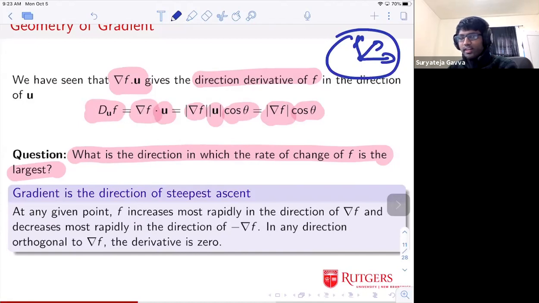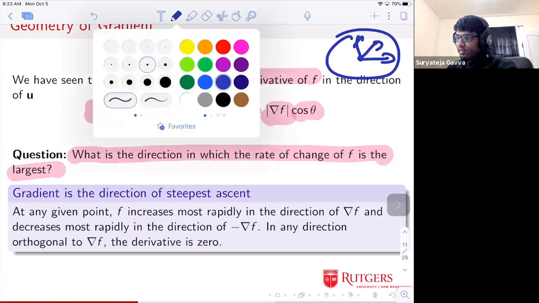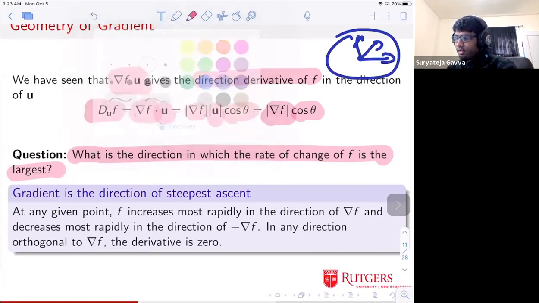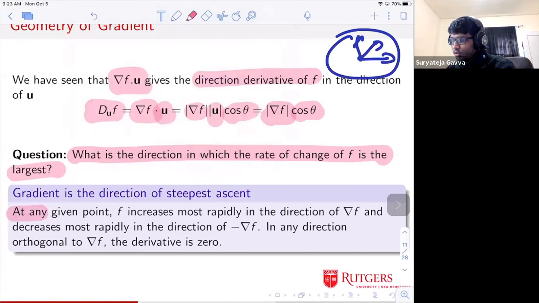So this quantity, the magnitude of the gradient times cosine theta, is maximum. You can get the maximum derivative if you make theta equal 0, and theta equals 0 means that your u is essentially along the direction of the gradient. So this is what I've written here. This is called the steepest ascent. The gradient basically is the direction of the steepest ascent.